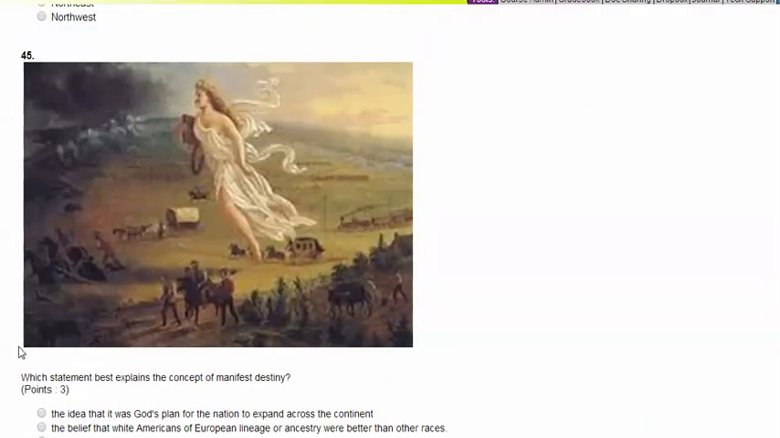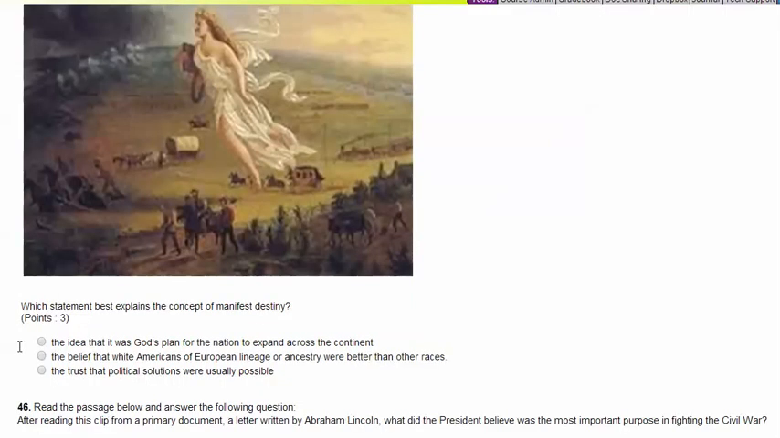Number 45, which statement best explains the concept of manifest destiny? Was it the idea that it was God's plan for the nation to expand across the continent? The belief that white Americans of European lineage or ancestry were better than other races? Or the last option, the trust that political solutions were usually possible?